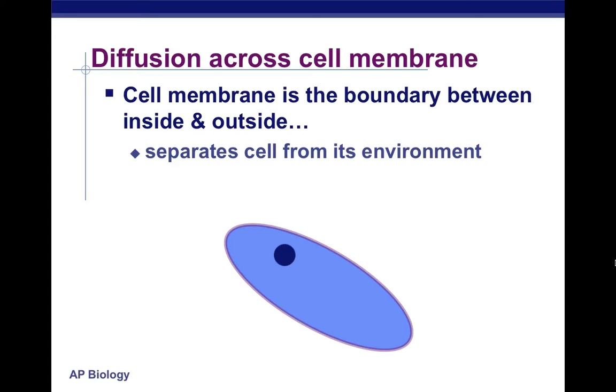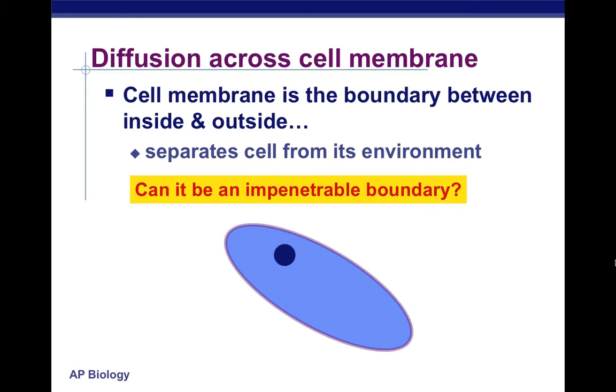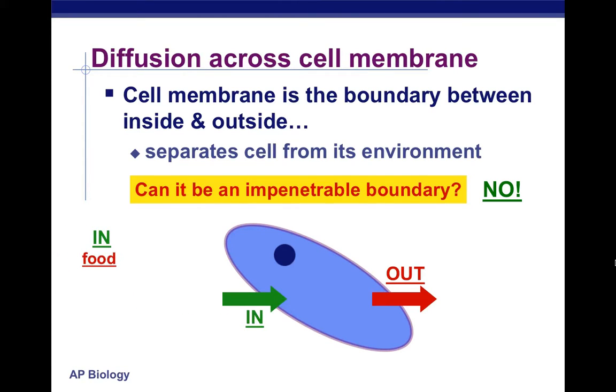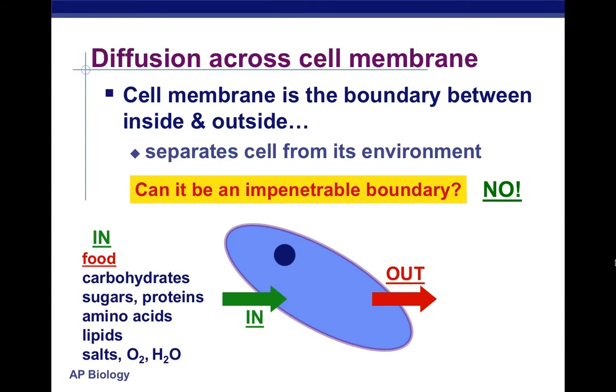So we know it's the boundary of the cell membrane from the outside of the cell to the inside of the cell. And we know it's important that it's semi-permeable because that's going to keep negative things outside of the cell. But we do need to be able to get some things inside and out. So can it be impenetrable? No. Right? So we need to be able to get food, carbohydrates, sugars, proteins, amino acids, lipids, salts, oxygen, water in. You've got to be able to get ammonia, salt, carbon dioxide, water, and products that the cell actually produces out.